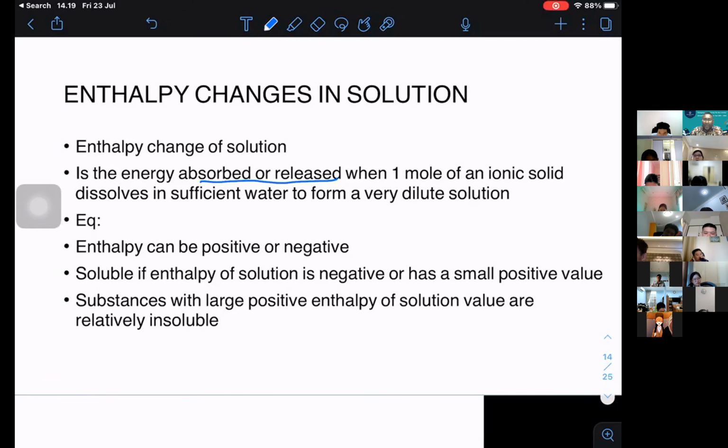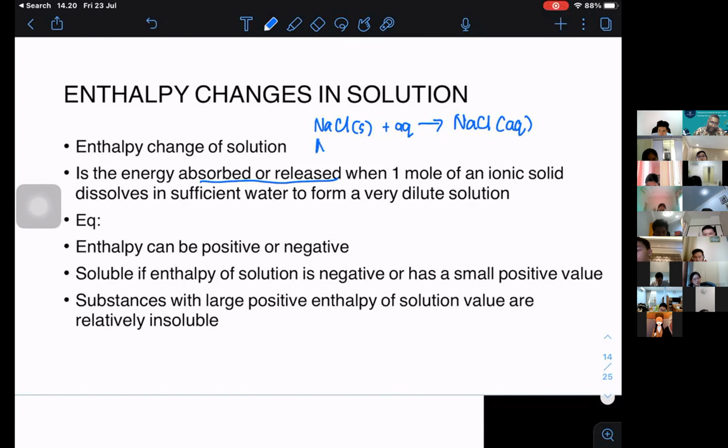If you're talking about an ionic solid, the common one is NaCl, which is a solid. When you dissolve it in a lot of water, I'll just put aq, no need to put H2O. They dissolve, so they give you NaCl(aq). So this is going to be the equation for enthalpy change of solution.